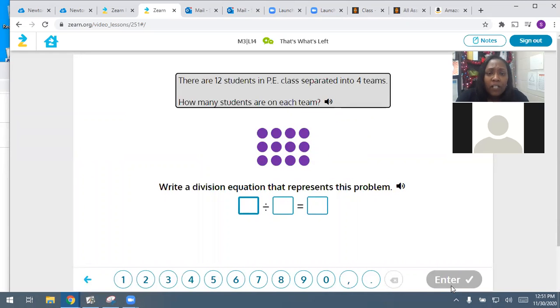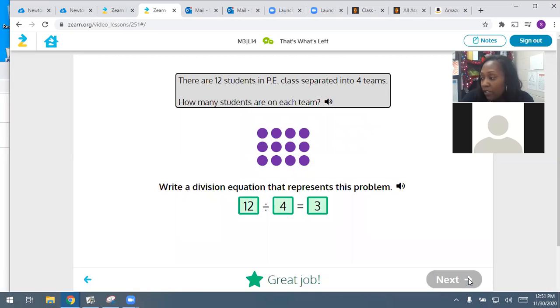Is that what I did? Sure. All right. There are 12 students in PE class separated into 4 teams. How many students are in each team? Now we're going to write a division equation that represents the problem. Remember what Miss Everett said? I said we are dividing 12 by 4. And our quotient, which is our answer, is what? 1, 2, 3. 3. Great job.